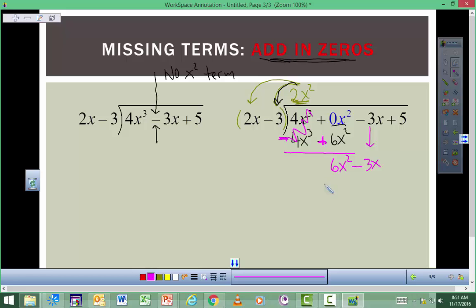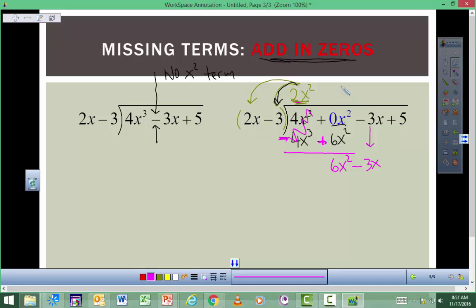First term always cross out. Well, yeah, that's why you made it so that they'd be exactly the same, so that when you change the signs, they'll be opposite. This one's positive, this one's negative. Okay, so now we repeat the process.